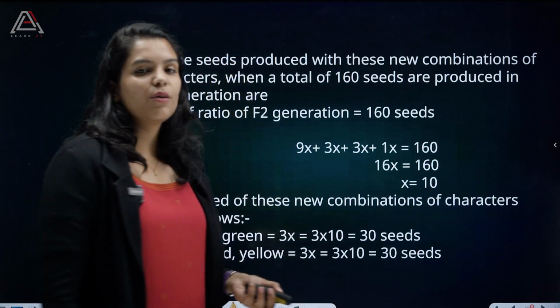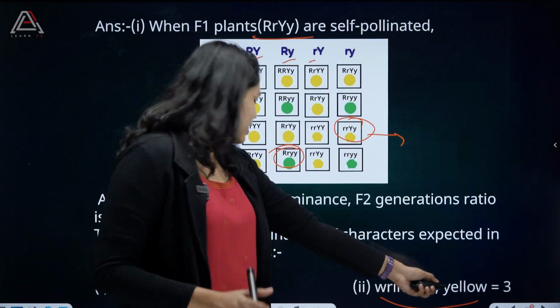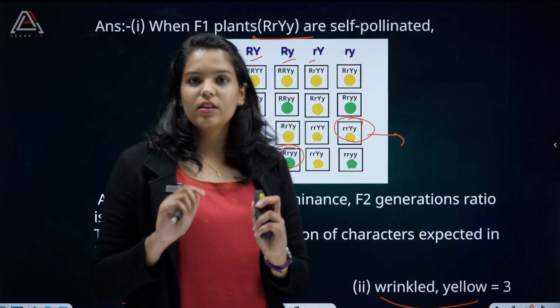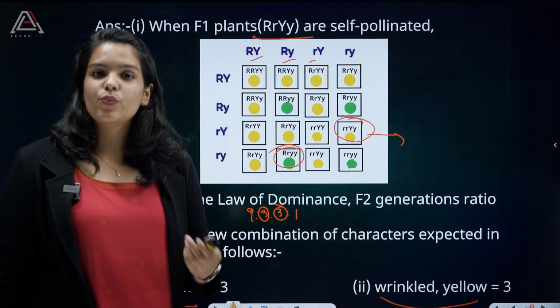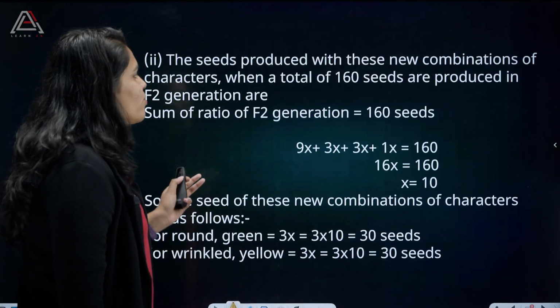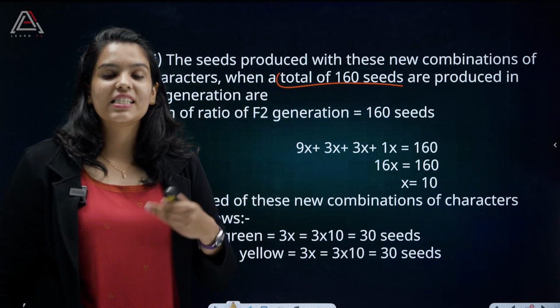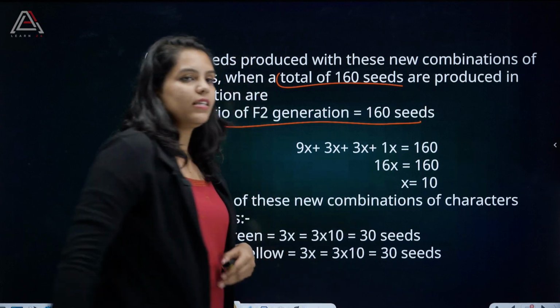So we have studied the new combinations which are produced: round green and wrinkled yellow, with 3 of them round green and 3 of them wrinkled yellow. In this question they have already told us that a total of 160 seeds are produced, so in the F2 generation 160 seeds are produced.